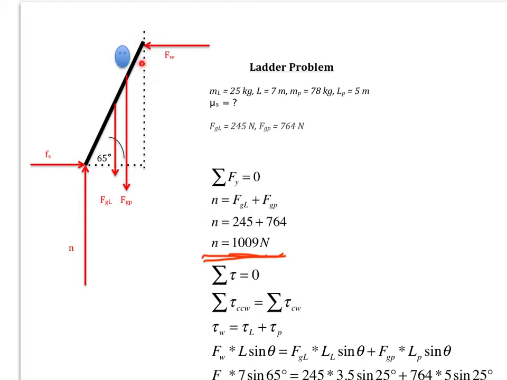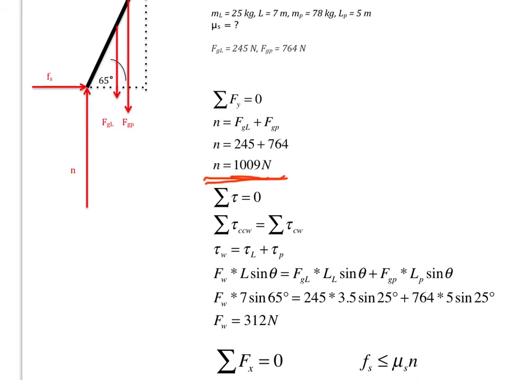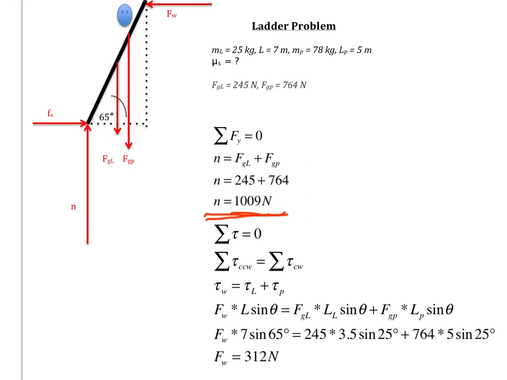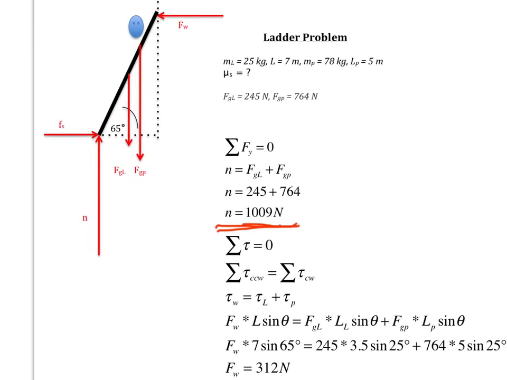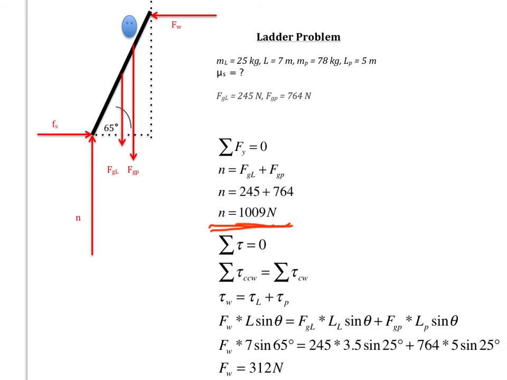Now, to find the force of the wall, I've got three unknowns. Well, actually, I have two unknowns now because I know the normal force. But I still have two other unknowns, the force of the wall and the static friction. How am I going to find that? I am going to have to use torque, and I'm going to have to define my lever arm so that I can get rid of one of the unknowns. Now, I could go straight to the static friction, but I find it easier to make the bottom of the ladder the axis of rotation.